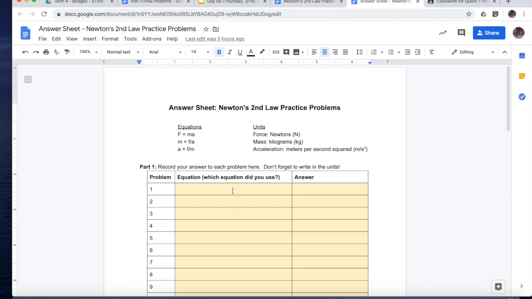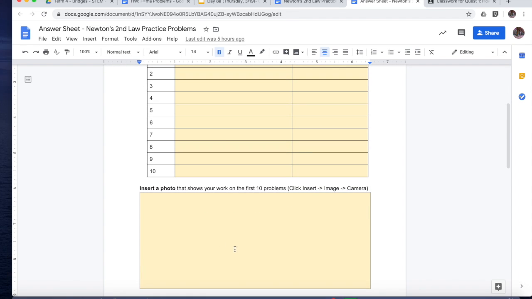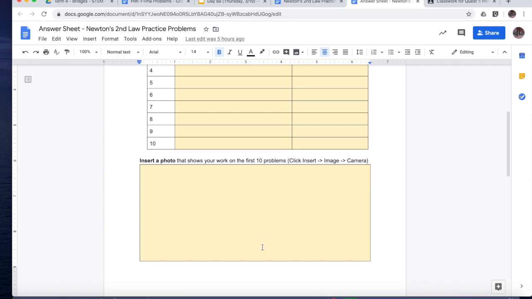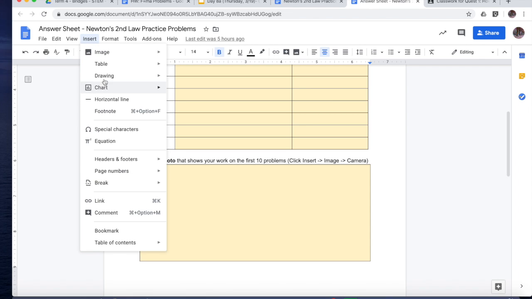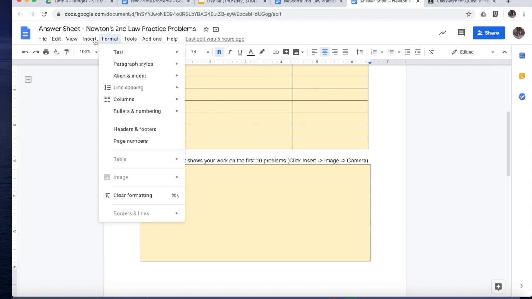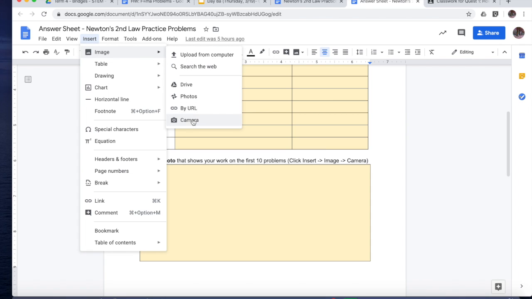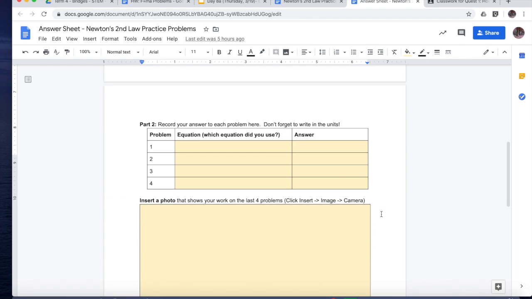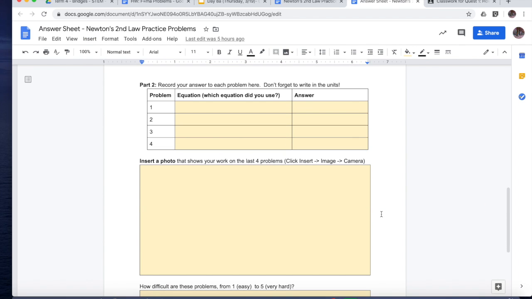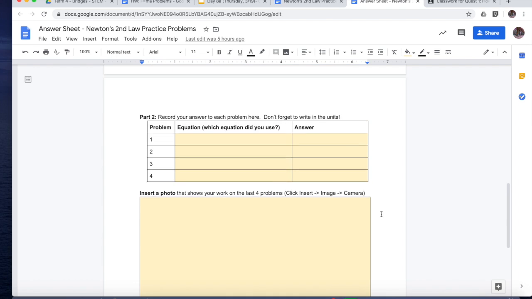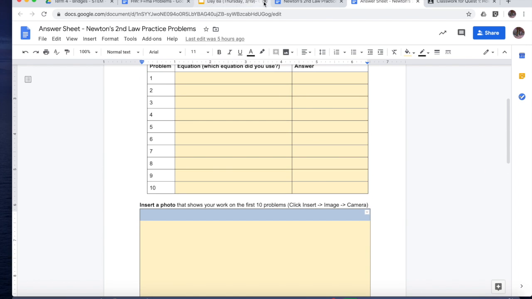So for problem 1, you're going to write the equation that you used and the answer. You're going to insert a photo that shows your work from the first 10 problems. It gives you a little hint: you can do insert, image, and go right to your camera, and it will just use your webcam. The same is true for the second part. Then at the end, you'll rate how difficult they are, and you'll go ahead and turn it in. All right, so once you finish those problems, go to Move and Break.